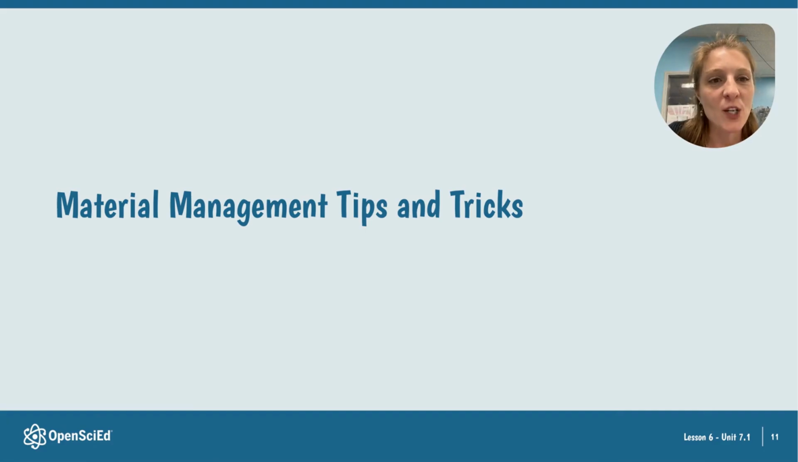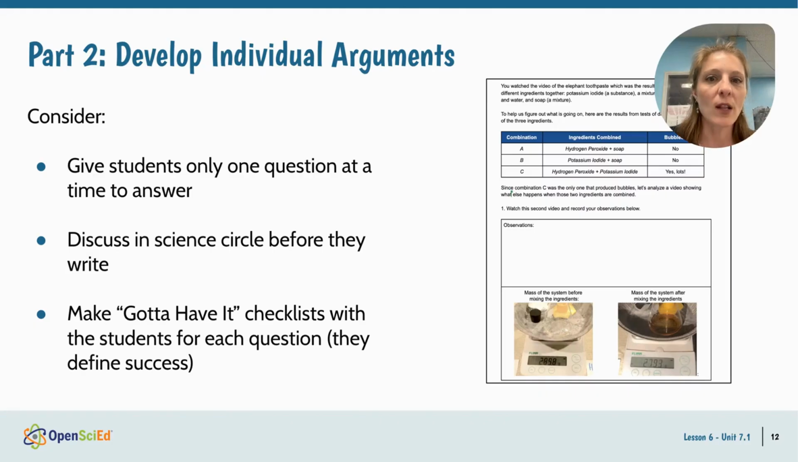What are some more management tips and tricks that I've done in order to help my students see that they already know these things? Well, let's start by considering those individual arguments. Getting 3 questions at one time can be very overwhelming. So I found that by giving my students only one question at a time to answer lowers their affective level. I also ask my students to read over the prompt, and then I have them come to discuss in a science circle before they write. I know that they've gone through the process of making their thinking public in this manner in lessons 2, 3, 4, and 5. So why not continue with that same process that they're already familiar with?